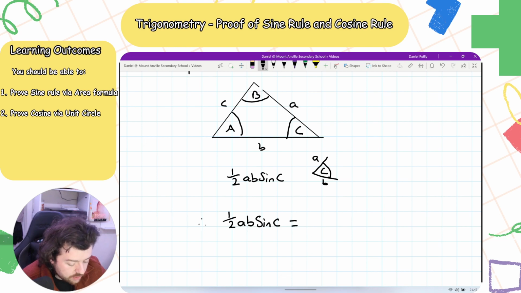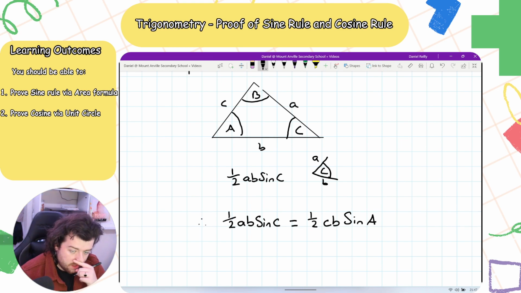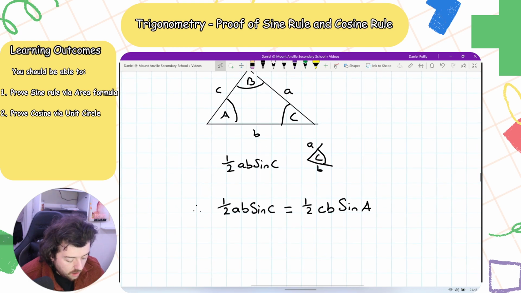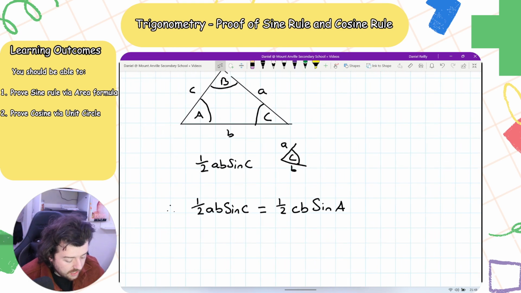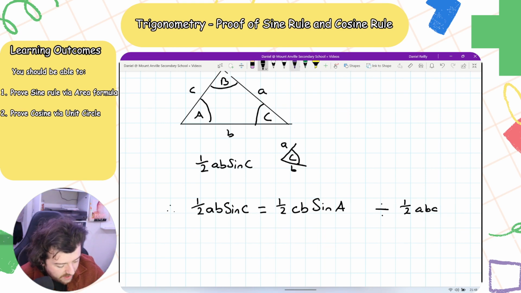That will be equal to a half CB sine A, right? And all we need to do here is divide both sides by a half ABC. So divide both sides by a half ABC.